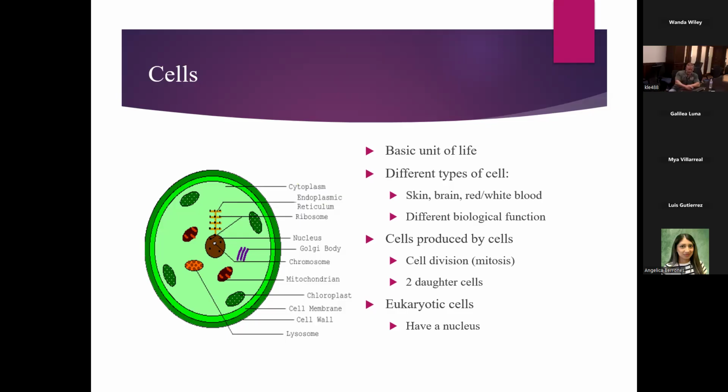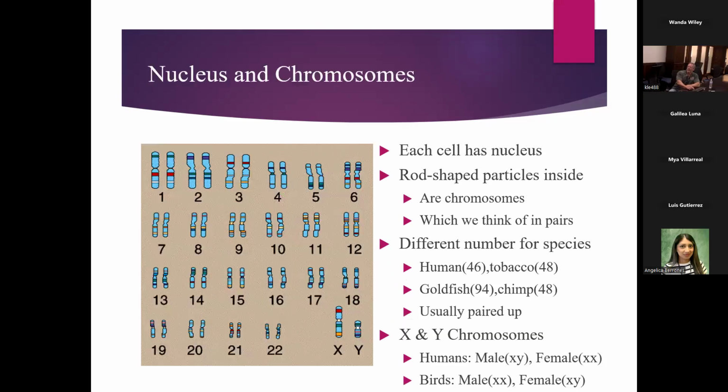So let me reorient everybody on what the basic structure for the cell is. Of course, every cell is going to have a nucleus, and inside of them are going to be the chromosomes. We have different pairs of chromosomes that are going to be linked up. You can see the chromosomes, we number them from 1 to 22 in humans, for example.